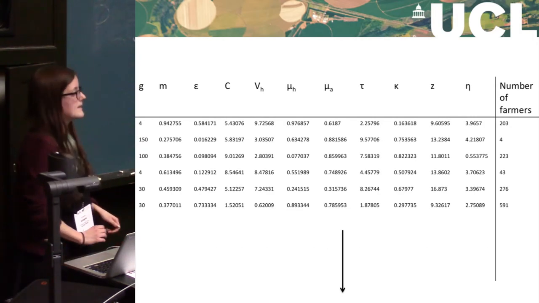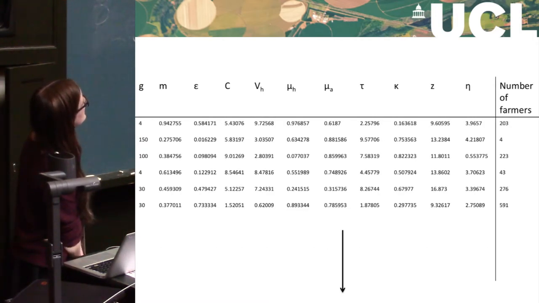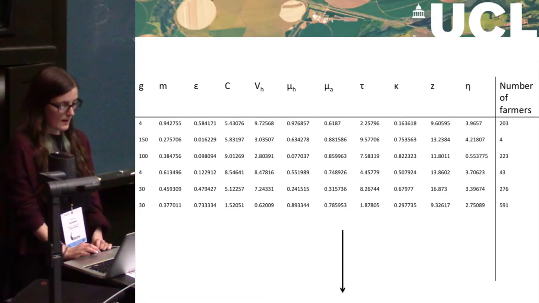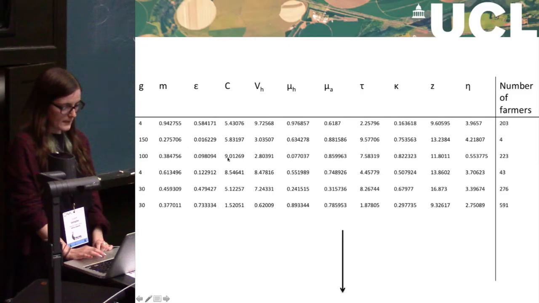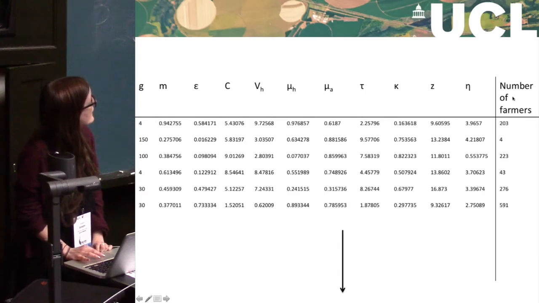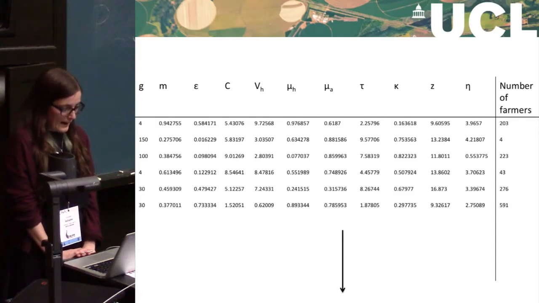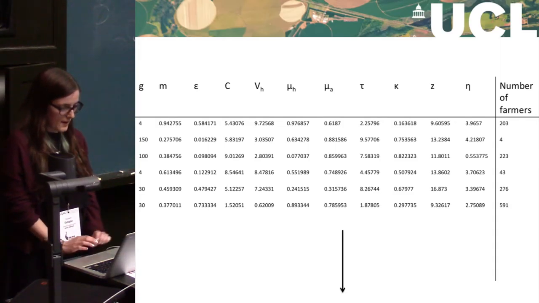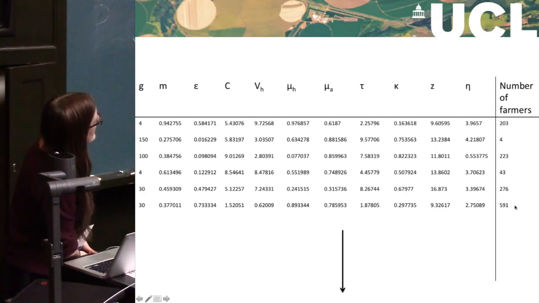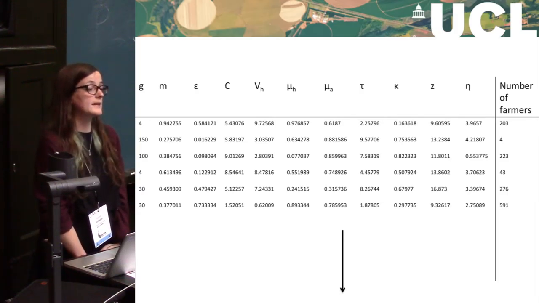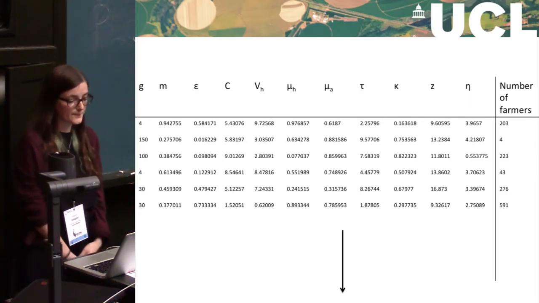So this is what our data looks like. The columns are the parameter values, and each row is a run of the model. So there's 12 million of those rows. And down here, we randomly choose the 11 parameter values, and then when we run it, we get the number of farmers 9,000 years ago. So the last of the rows here has 591 out of 600 agents being farmers, so this might be one of the simulations that would be like a top one.